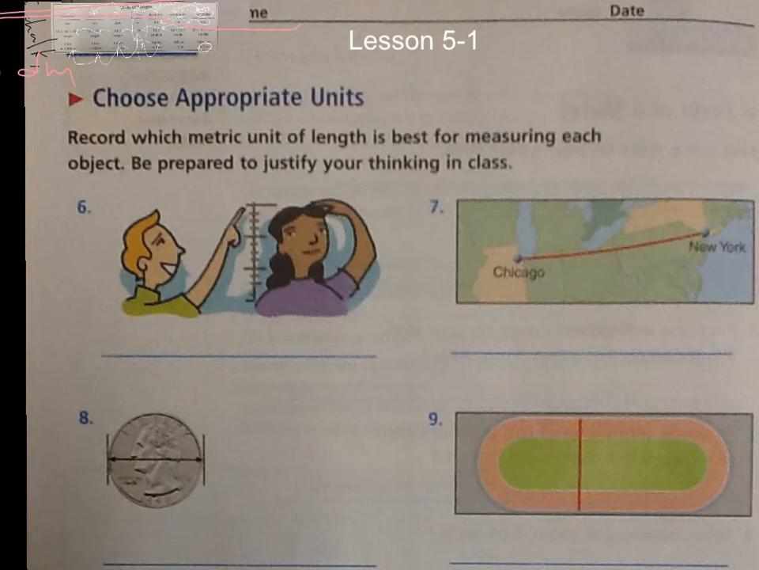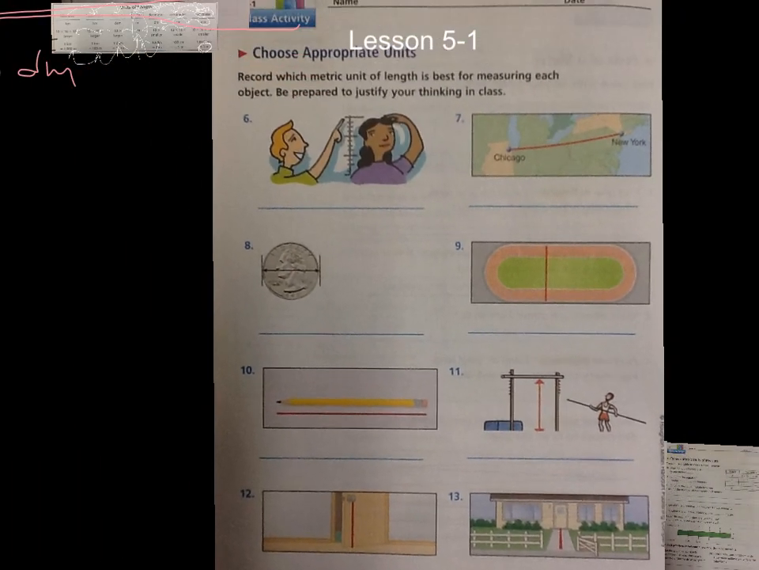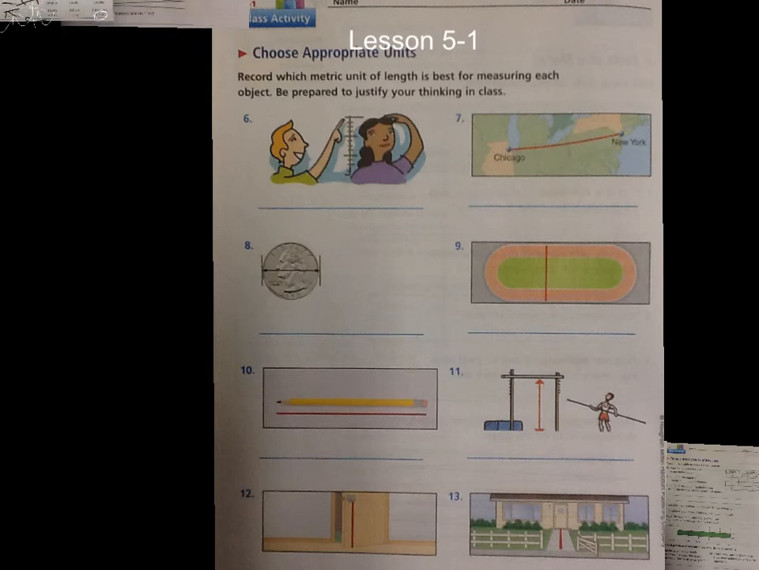All right, so record which metric unit of length is best for measuring each object. I want you to fill in 1 through 13 on your own, and then unpause it, and we'll do them together.